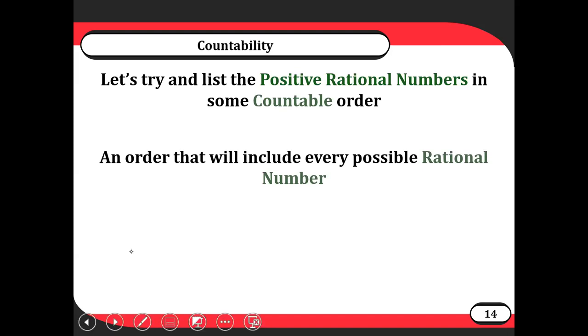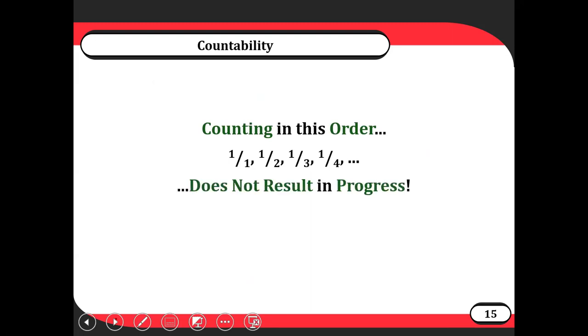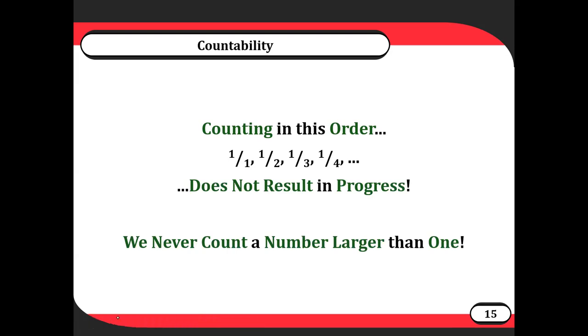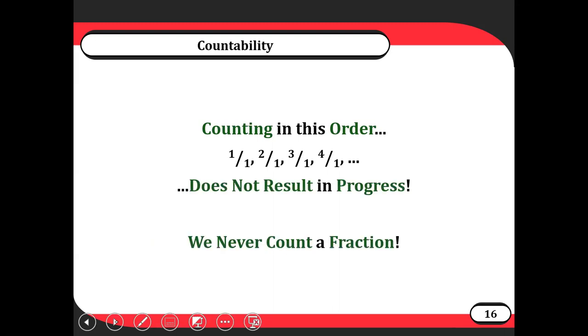But any order will need to include every possible rational number. So here are two candidates. 1 over 1, 1 over 2, 1 over 3, 1 over 4, on to 1 over infinity. And then 1 over 1, 2 over 1, 3 over 1, 4 over 1, up to infinity over 1. You might see a problem with these, because if we count in this order, it does not result in progress, because we never count a number larger than 1. This is the biggest number we ever count. Even though there's an infinite number of these numbers, we're not actually counting the set of rational numbers. In the other order, we never count a number that's less than 1, so we never count any fractions. So even though there's an infinite number of these, we don't count every number in this set of rationals.